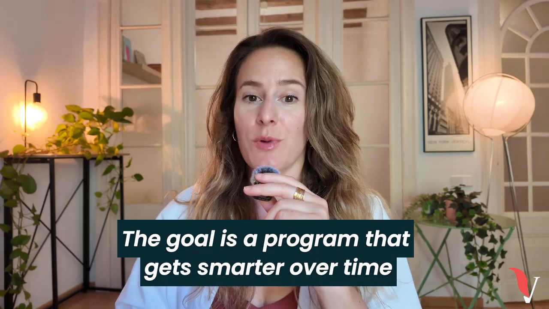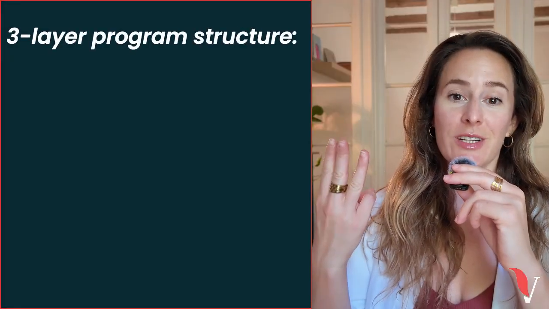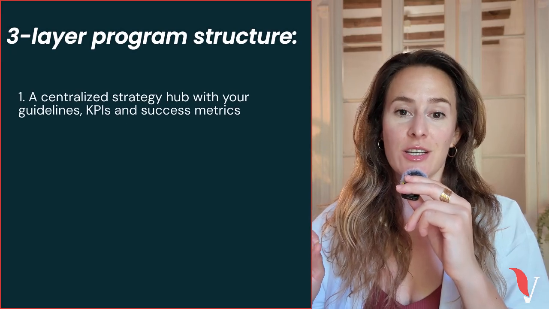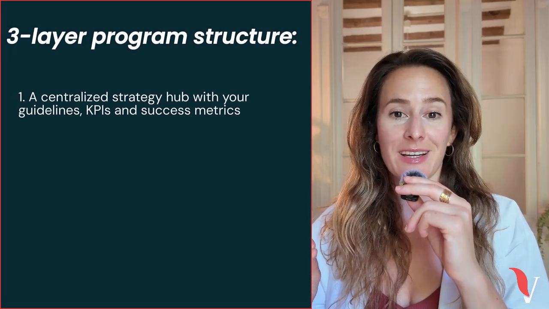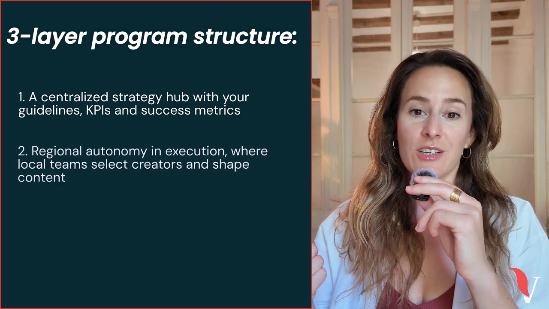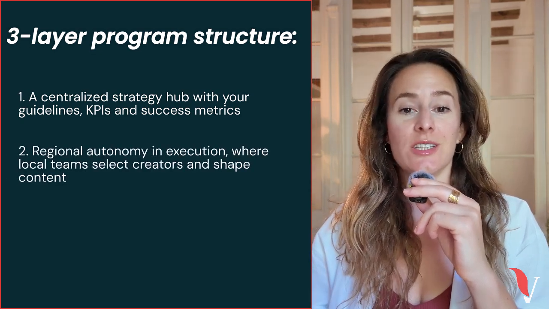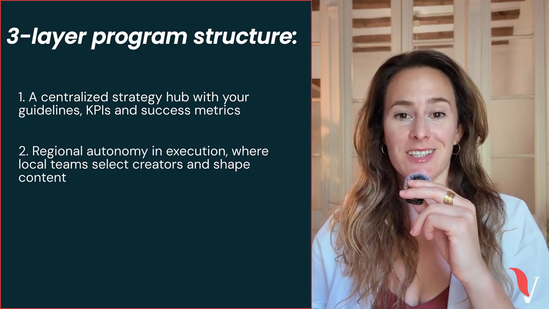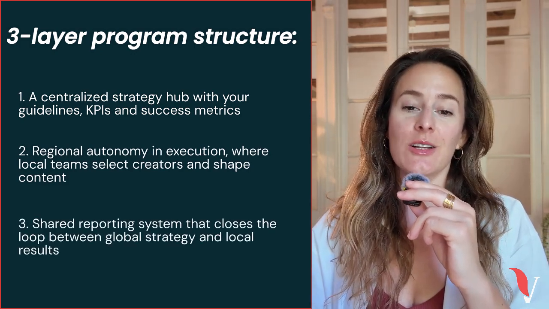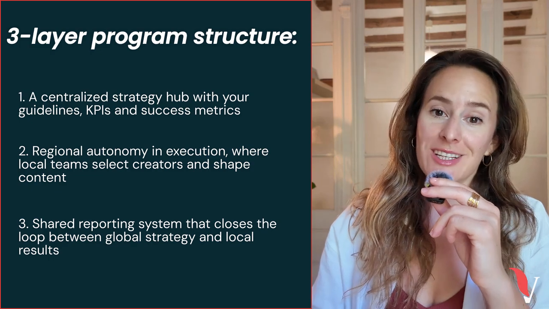When a content piece works or spectacularly underperforms in one market, that insight should be available to every other market immediately. The goal is a program that gets smarter over time, not one where every market is running its own experiment in isolation. A practical way to structure this is 3 layers: a centralized strategy hub that holds your guidelines, KPIs, and success metrics. Regional autonomy and execution, where local teams select creators and shape content. And a shared reporting system that closes a loop between global strategy and local results.